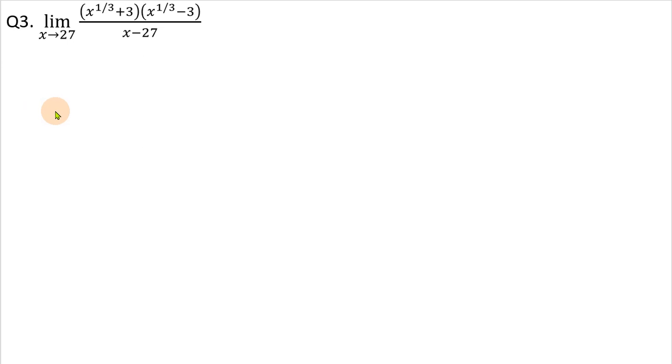Next question is, limit x approaches 27, (x^(1/3) plus 3) into (x^(1/3) minus 3) upon x minus 27. So again we are going to apply the same formula. Limit x approaches a, this is n into a^(n minus 1).